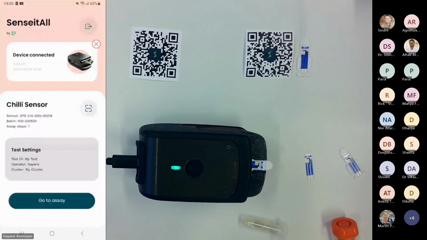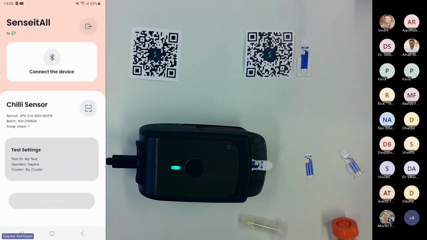Just disconnect the device to show that later. So the app is set up for the chili sensor right now because I scanned the chili QR code. We can see that it says chili sensor, the sensor part number, the sensor batch number, and also assay steps, meaning how many steps it will take us to make the complete measurement. Now I need to connect the device.